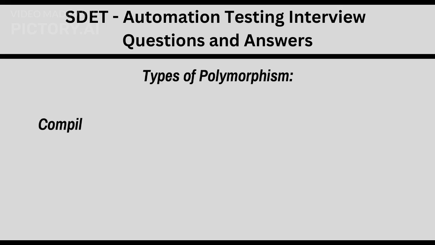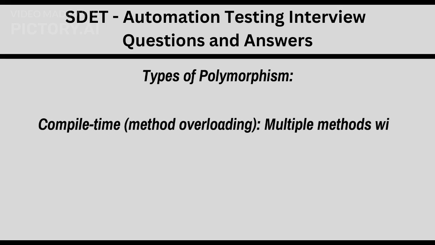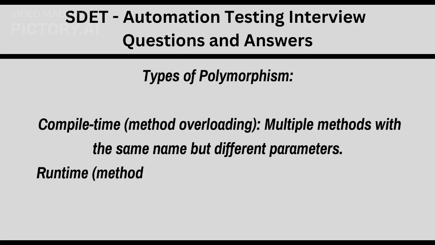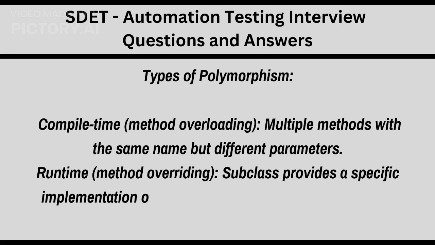Types of polymorphism: compile time, method overloading, multiple methods with the same name but different parameters. Runtime, method overriding. Subclass provides a specific implementation of a method already defined in the parent class.